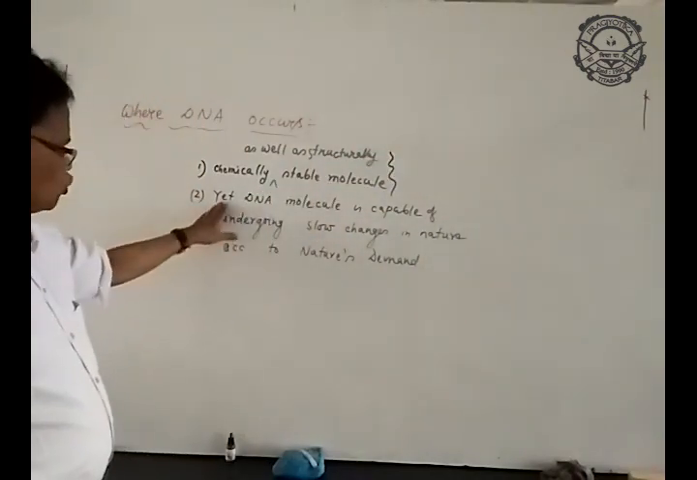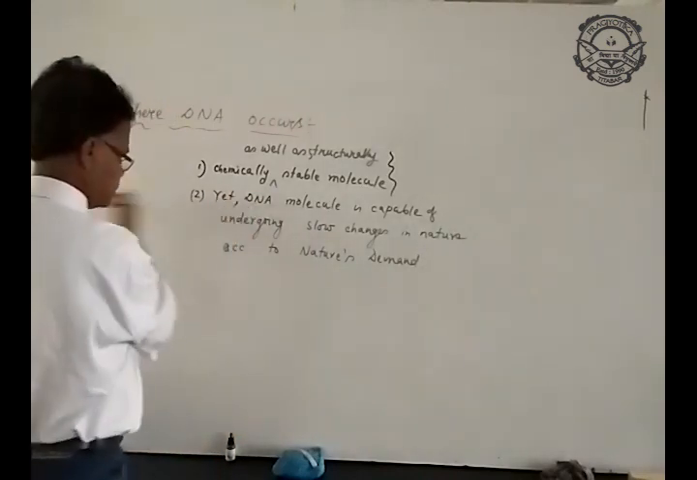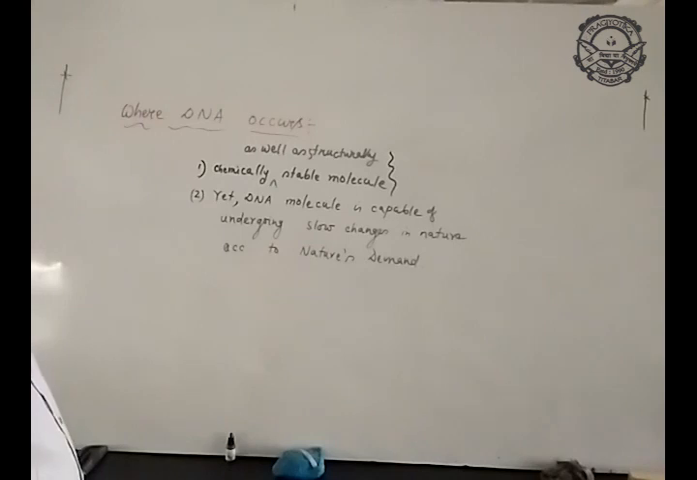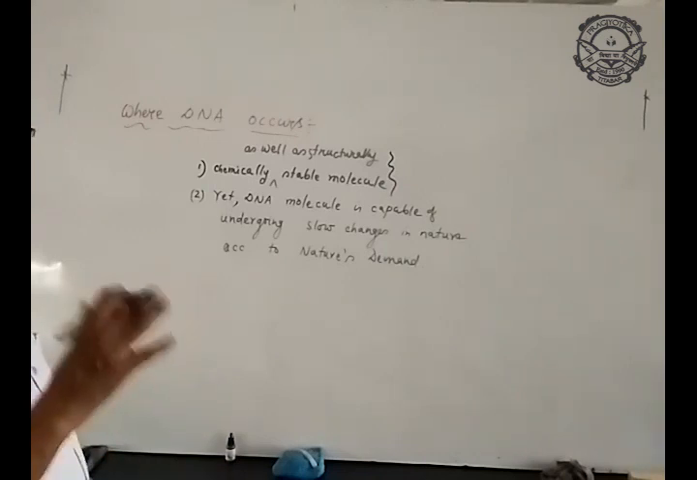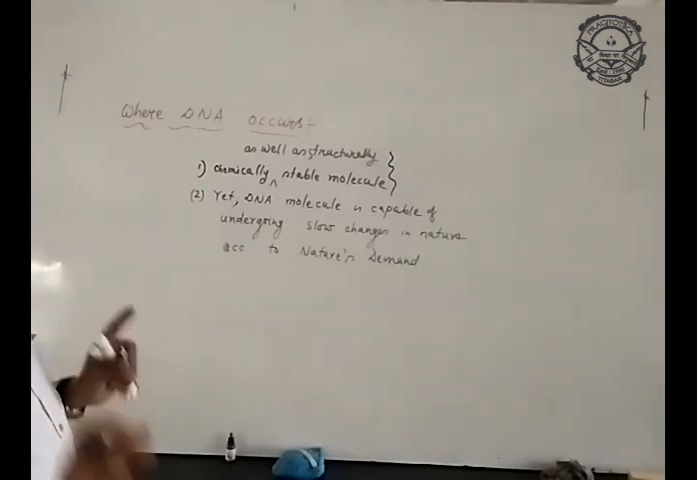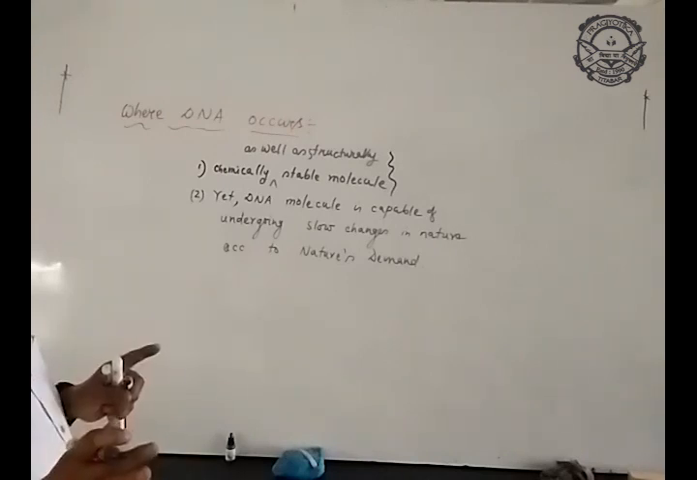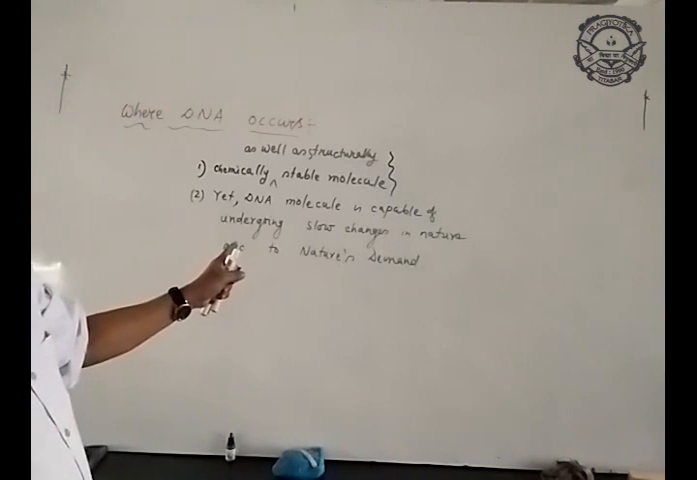Yet still the DNA molecule is capable of undergoing slow change in nature, because of the natural demand of nature. Organisms have to cope with nature and can modify. And this is very essential, because if the organism is unable to undergo change according to changes in nature, then the organism will not be able to survive.